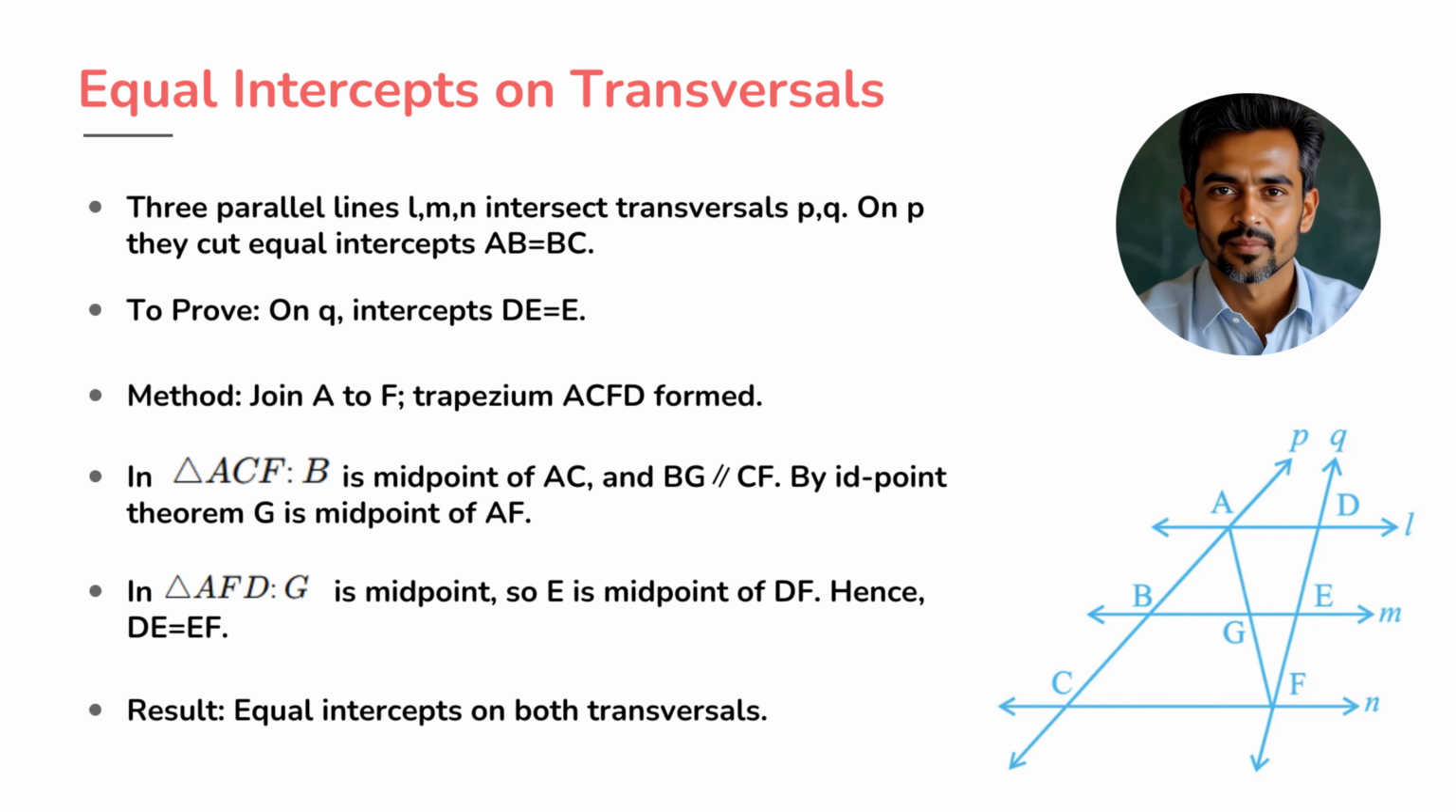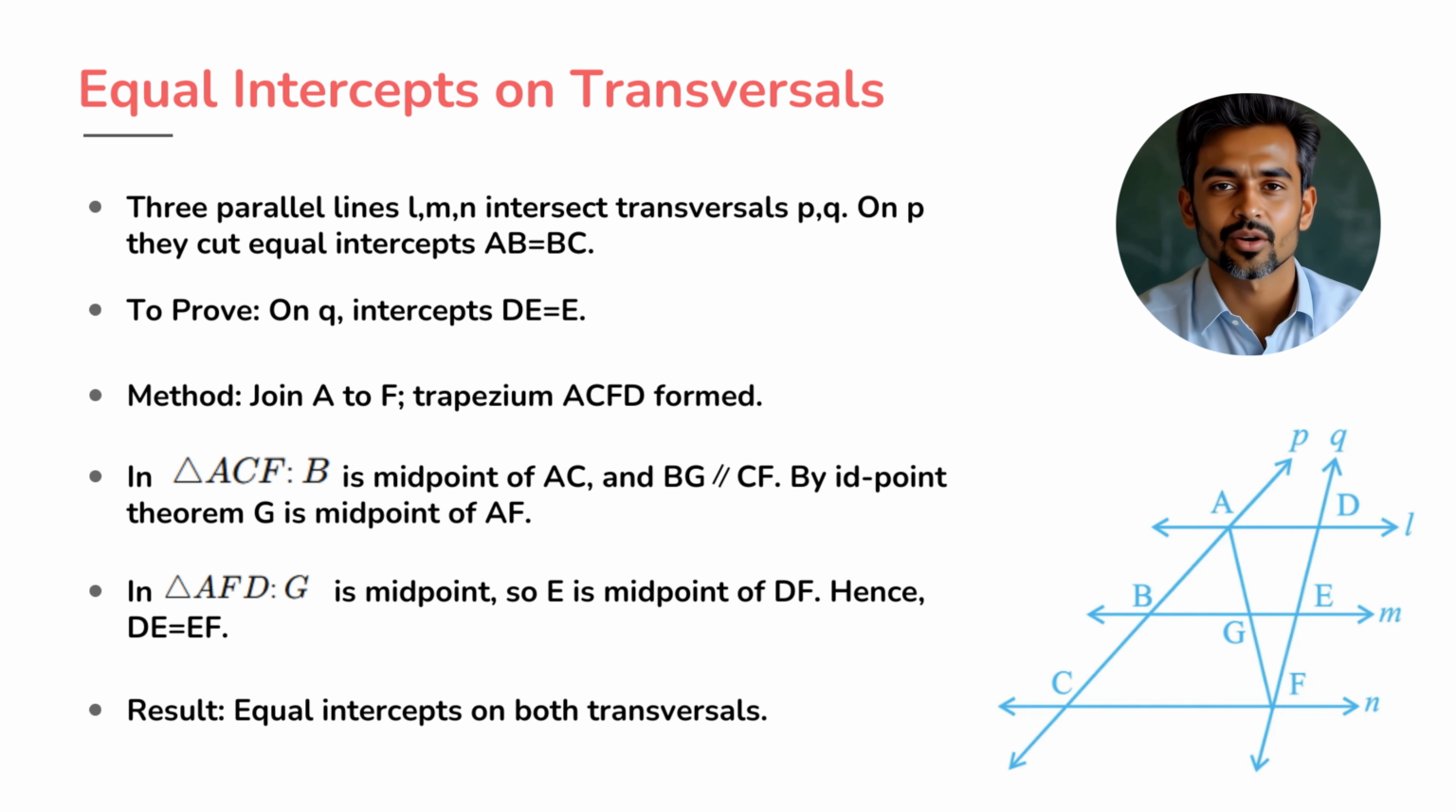Here's the plan. Join A to F, forming trapezium ACFD. In triangle ACF, B is the midpoint of AC, and BG is drawn parallel to CF. By the midpoint theorem, G is the midpoint of AF. Now, in triangle AFD, with G already the midpoint, line GE parallel to AD forces E to be the midpoint of DF. Therefore, DE equals EF.